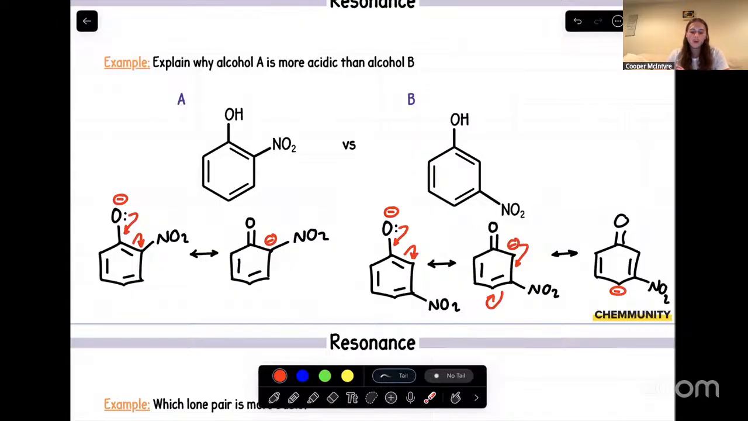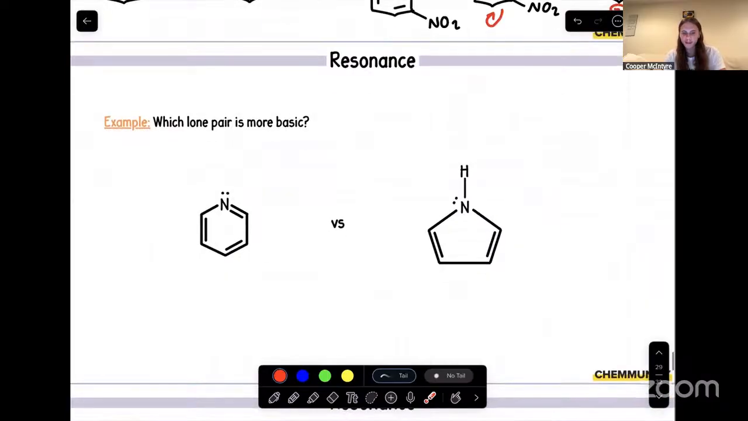So the reason alcohol A is more acidic than alcohol B has to do with the stability of the conjugate base and how we can move the negative charge up to the nitro group, which we can do right here since that negative charge is next to the NO2 group, as opposed to this one over here, where we cannot get a negative charge on the carbon with that NO2 group, so we lack that extra stability. Perfect.